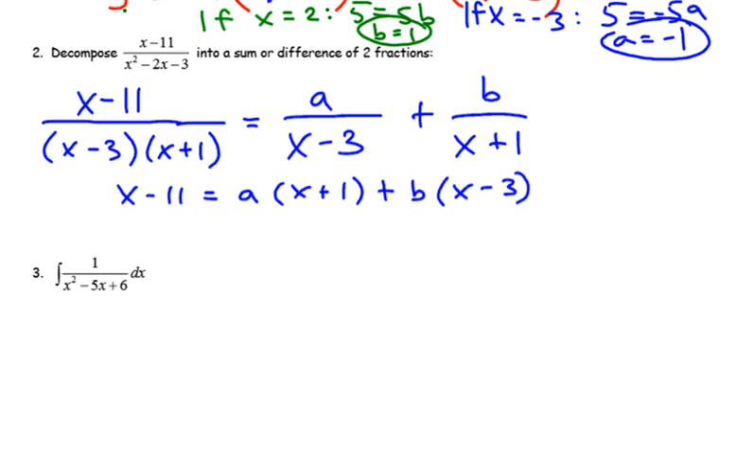Okay, now here's what I have initially. Now, I want you to see that obviously I put a over x minus 3, but you might have put a over x plus 1. It really doesn't matter for this problem. In the end, you're going to get the same product.